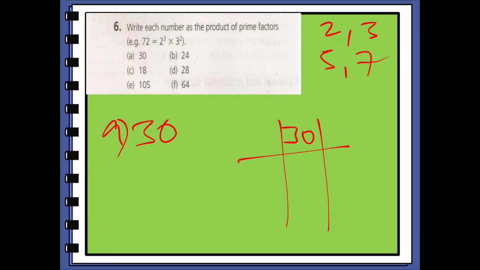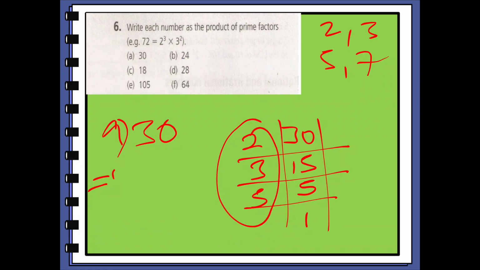Okay, we got 7. Since 30 is even, we'll start with 2. 2 into 30 is what? 15. Then 15 is divisible by 3, so we'll put 3 now. 3 into 15 is 5 times. Then 5 is divisible by what? 5. 5 into 5 is 1. So the prime factors that we have for 30 are these ones here. We do 2 times 3 times what? 5.